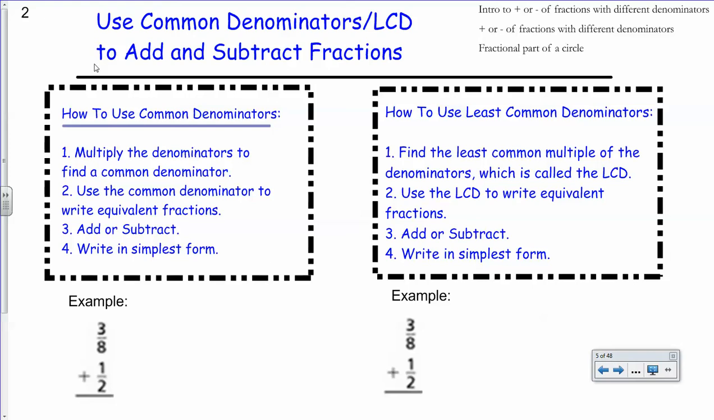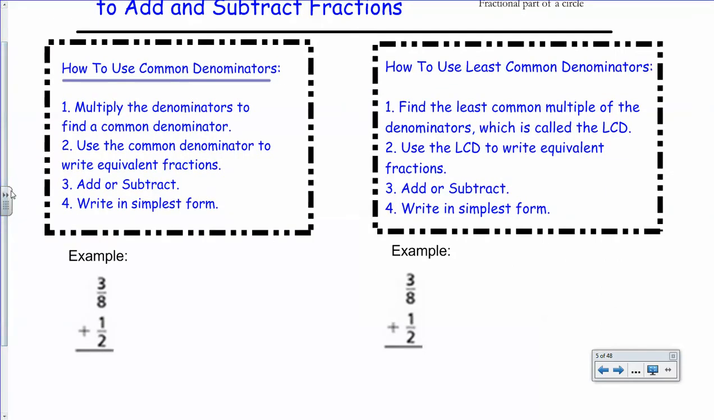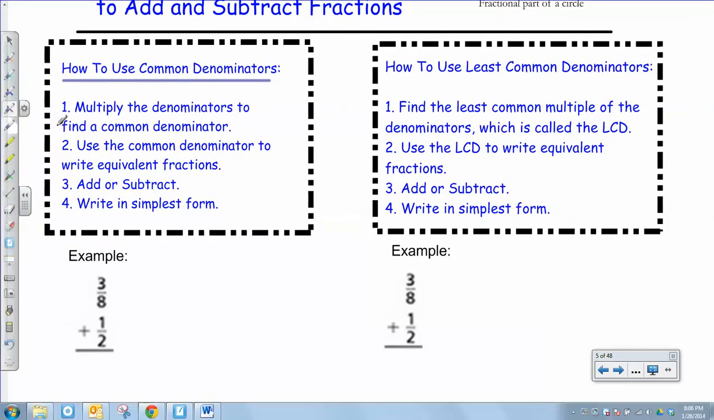All right, we're here for lesson number 2 for our unit over adding, subtracting, and multiplying fractions. So today we're going to build off what we did yesterday, and now we're going to use common denominators and hopefully be able to use the least common denominator to add and subtract fractions. So here's how I can use a common denominator.